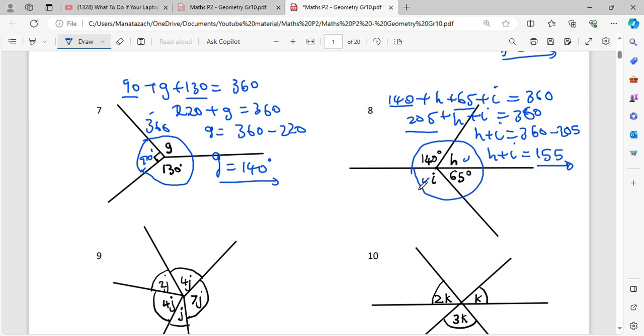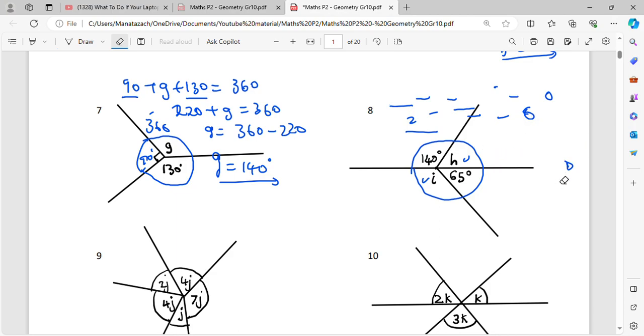So now remember, we can calculate angle I by saying, in fact, I'll show you the easier way. I think we might have taken the long route calculating for H and I. This one is the long route. I'll show you the quicker way of calculating H and I.